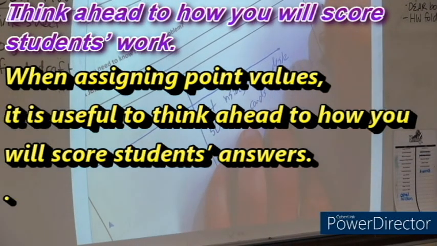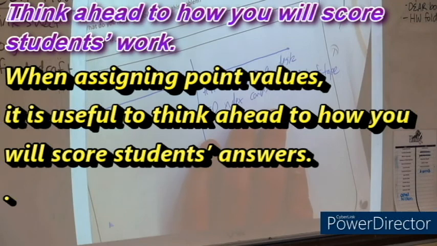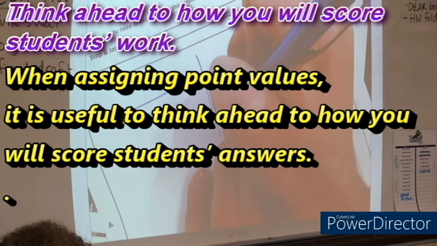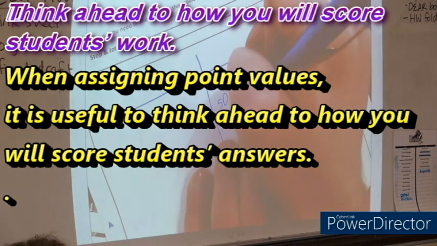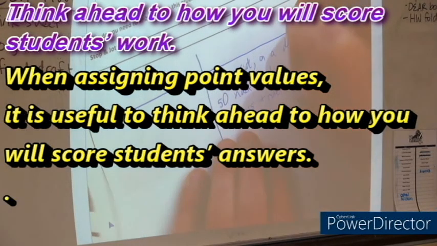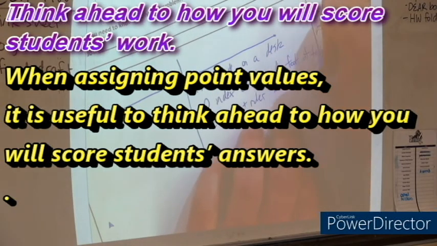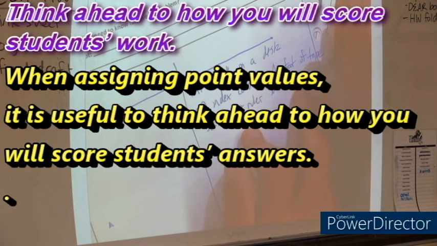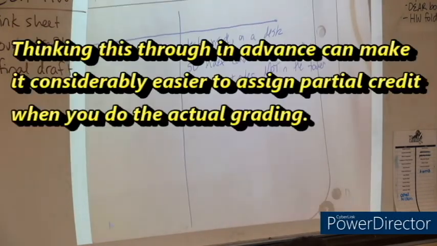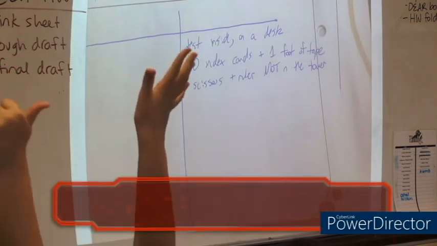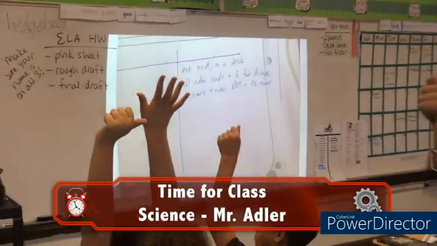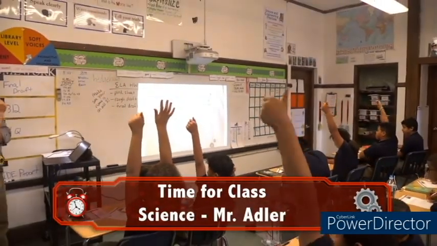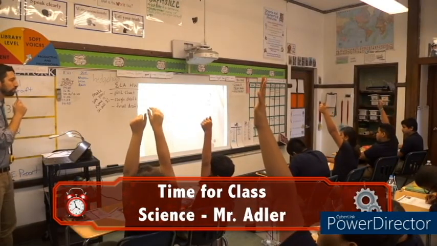Think ahead to how you will score students' work. When assigning point values, it is useful to think ahead to how you will score students' answers. Will you give partial credit if a student gets some elements of an answer right? If so, you might want to break the desired answer into components and decide how many points you would give a student for correctly answering each. Thinking this through in advance can make it considerably easier to assign partial credit when you do the actual grading. For example, if a short answer question involves 4 discrete components, assigning a point value that is divisible by 4 makes grading easier.